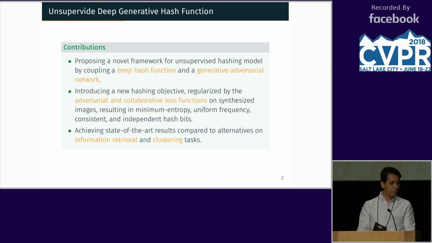In this paper, we propose a novel framework for an unsupervised hashing model by coupling a deep hash function and a generative adversarial network. We introduce a new objective function to have minimum entropy, uniform frequency, consistent and independent hash bits for real images, and employ adversarial and collaborative loss functions on generated data.